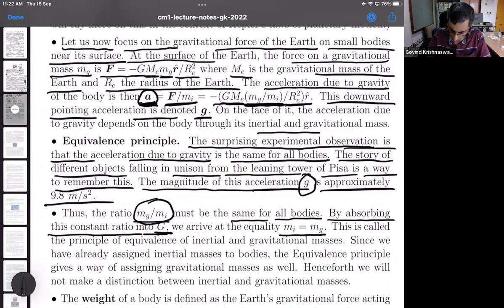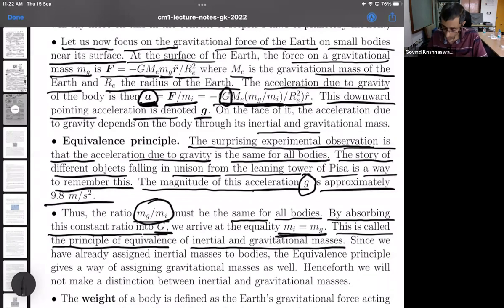Okay, so it is possible, by redefining Newton's gravitational constant G, to assign gravitational mass equal to inertial mass. This is called the principle of equivalence of inertial and gravitational masses. So we have used, of course, a very important and remarkable experimental observation from Galileo's time.